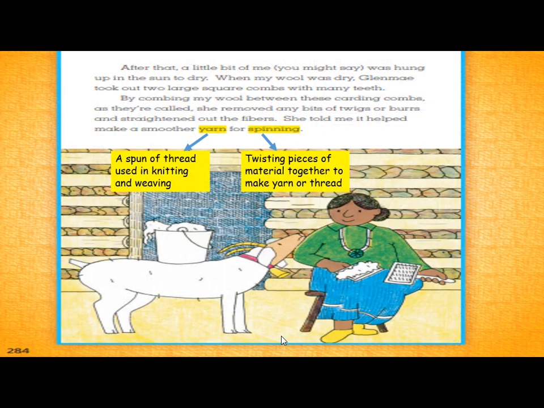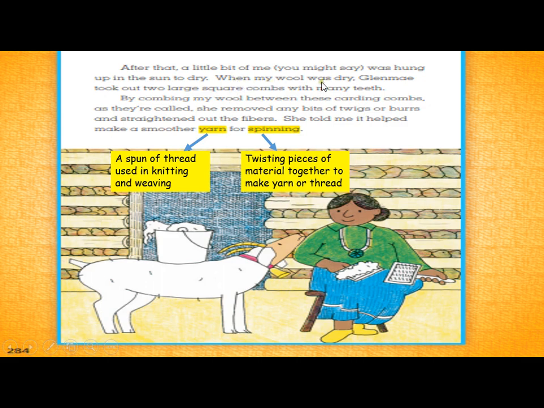Page 284. So far, we already know that Glenmay chopped off the wool, and cleaned the wool with water and yucca plant soap. So right now, we will know what happened next. After that, a little bit of me, you might say, was hung up in the sun to dry. What do you do after washing your laundry? You hang it up in the sun to let it dry. So she hung up the wool in the sun to dry after washing it.